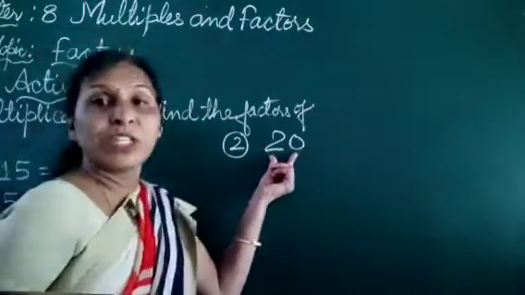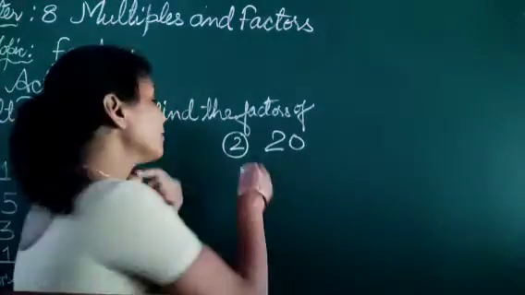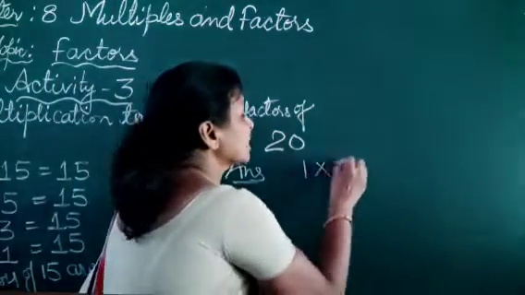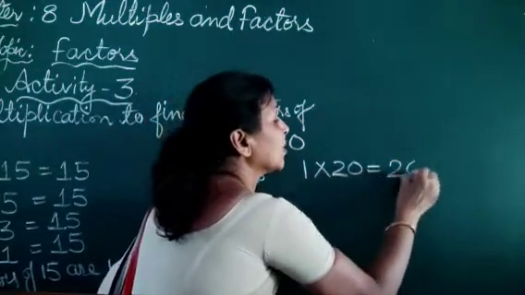Now we find out the factors of 20. How we will find out the factors of 20? First 1 is multiplied by 20, then we get 20.